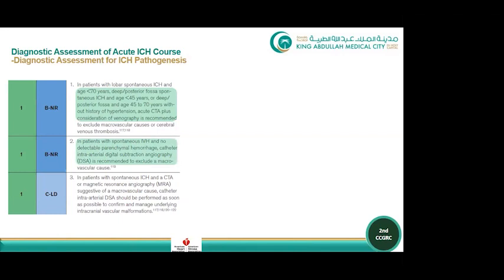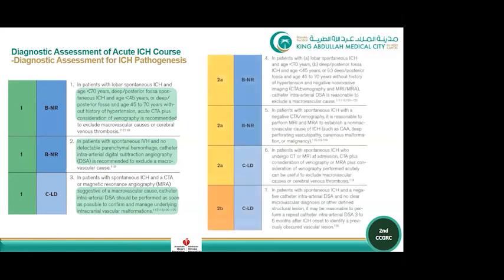And for a patient with IVH and no detectable parenchymal hemorrhage, so isolated IVH, it's recommended to have DSA, which is a catheter angiogram, cerebral angiogram. MRA as well can be used.